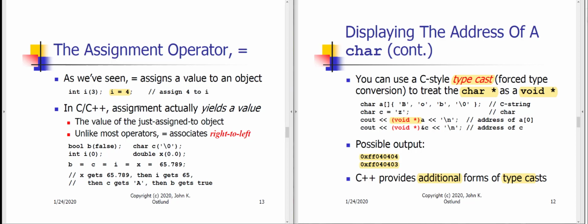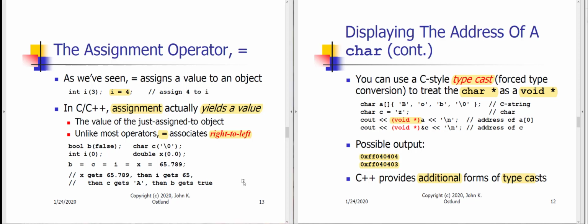But it turns out that the assignment operation actually produces a value, which is the value of the object that you've just assigned to. So not only does I gets 4 store the value 4 into the variable I, but the result, the value of that assignment, is 4, the value that was just assigned into the variable I. We can sequence a bunch of assignments, and assignments, unlike all the other binary operators that we've talked about so far, associates from right to left rather than from left to right.